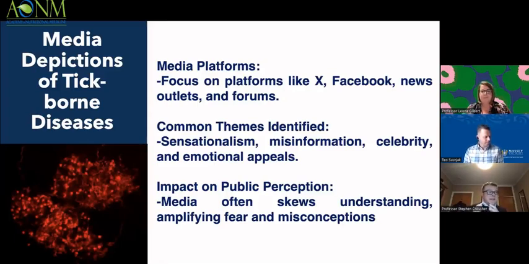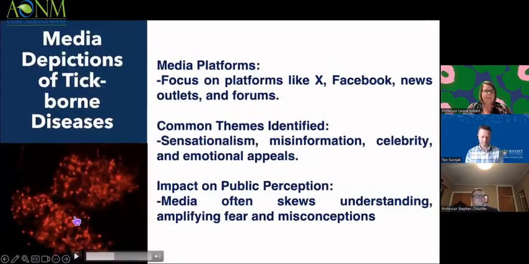It does lead to misconceptions or truthful conceptions. And it does amplify or minimize fear. But what we're seeing here is that more and more, in some cases, misunderstanding is being increased, misconceptions are being increased, and fear is unfortunately being amplified, particularly when it comes to tick-borne disease and Lyme disease. Next slide, please.